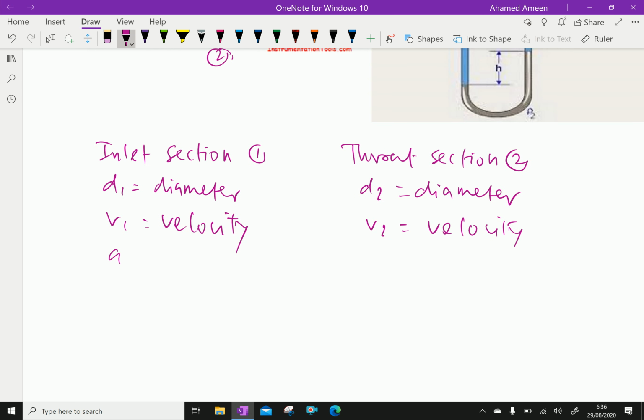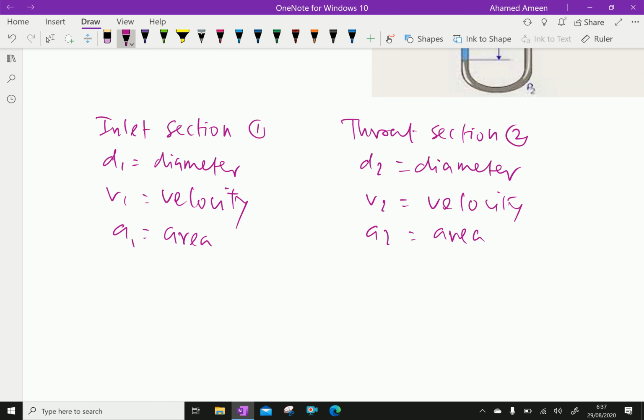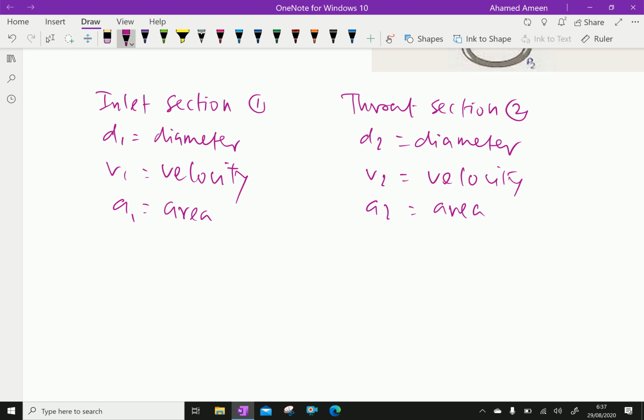A1 is the area at section 1, and A2 is the area at section 2, the throat.